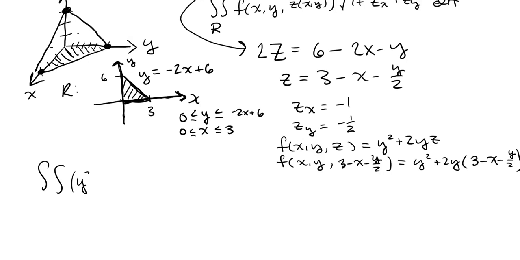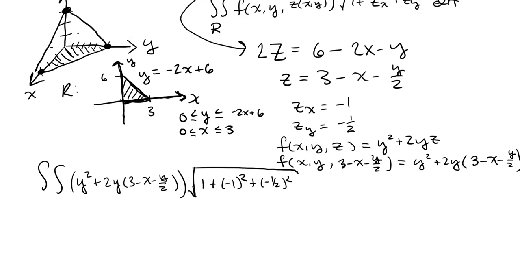So we're going to have y squared plus 2y, all times 3 minus x minus y over 2. Then that whole thing is times the square root of 1 plus z sub x, which is negative 1 squared, plus z sub y, which is negative 1/2 squared.